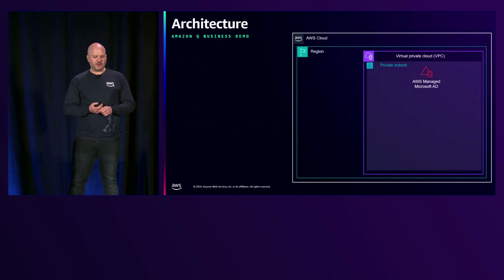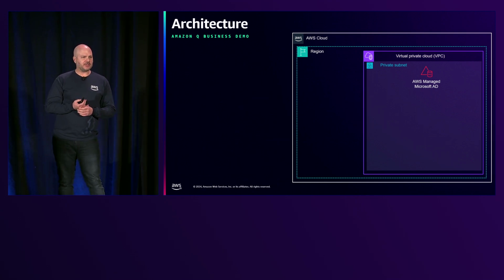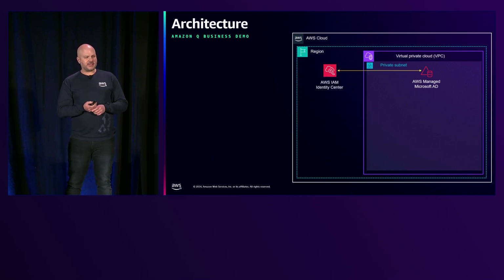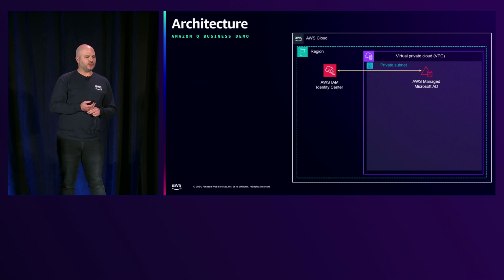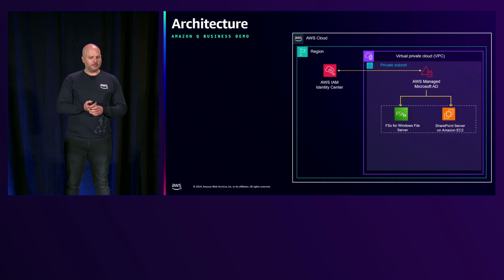Before we head into the demo, let's take a look at the architecture which powers it. Starting from the right-hand side, we have deployed AWS Managed Microsoft Active Directory, which hosts all of our user and group objects. We're synchronizing those objects into AWS IAM Identity Center, which we'll be using for authentication to access the Amazon QBusiness web experience. Both FSx for Windows File Server and SharePoint Server have been deployed into a private subnet within our Amazon VPC.